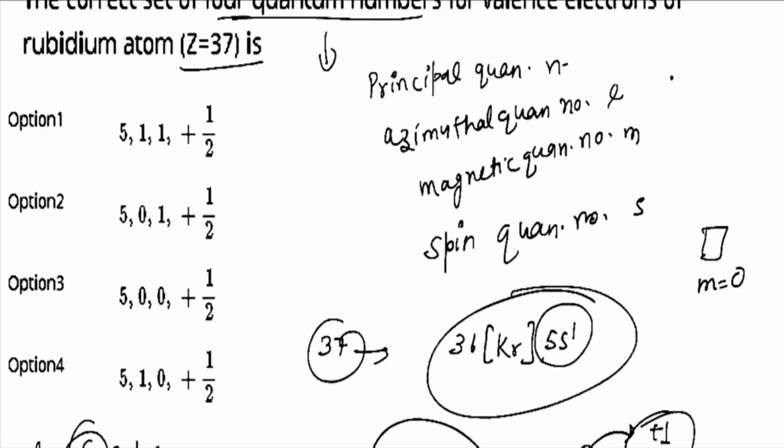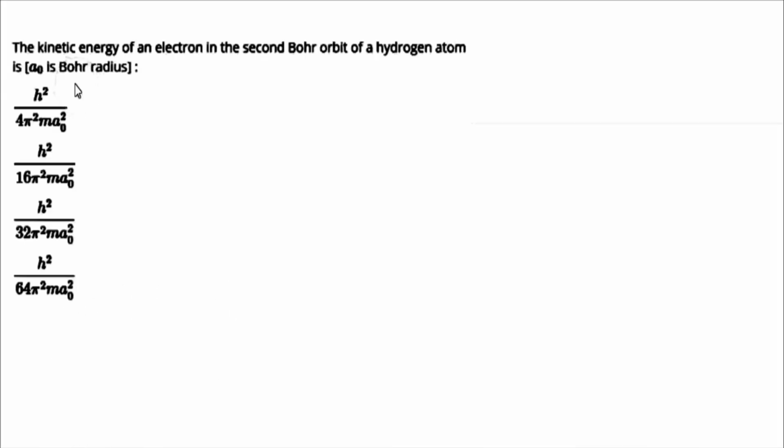Hello students, the question given is: the kinetic energy of an electron in the second Bohr orbit of hydrogen atom is. Okay, so let's see.